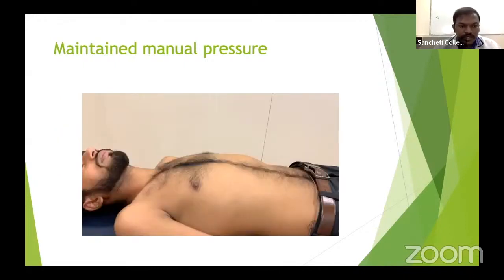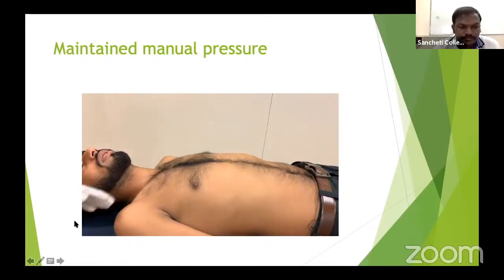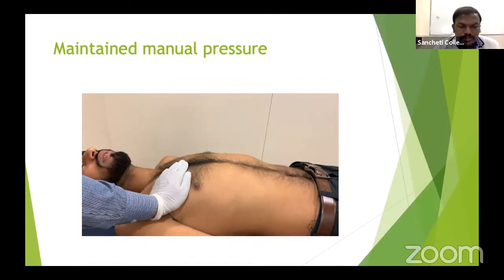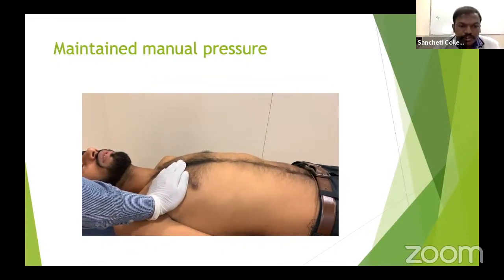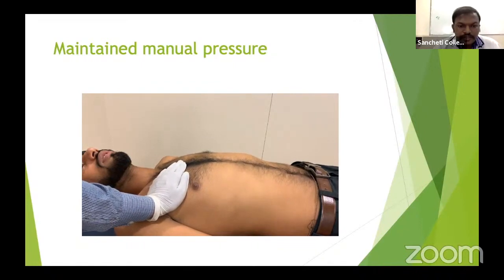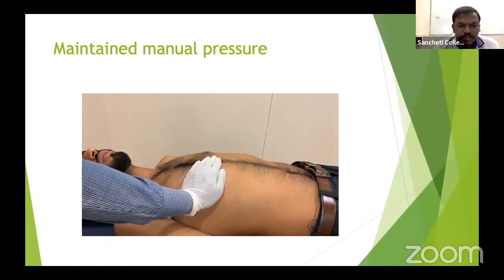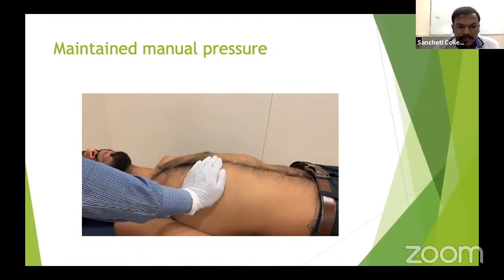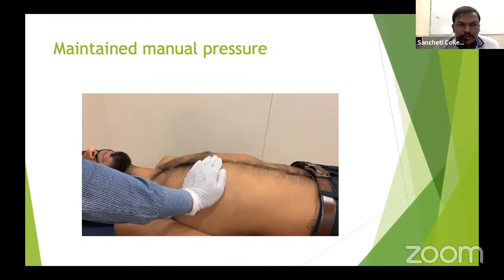We'll see how maintained manual pressure can be done. Here, with your open hand, you put mild pressure on the chest wall. As you can see, there is increased expansion in that area. So tactile stimulus will help in increasing the expansion in that area.